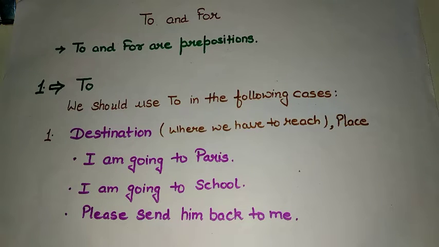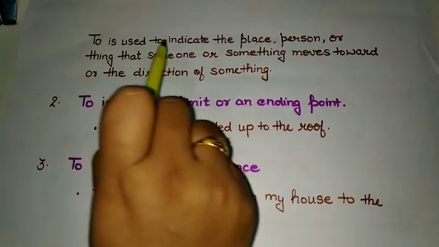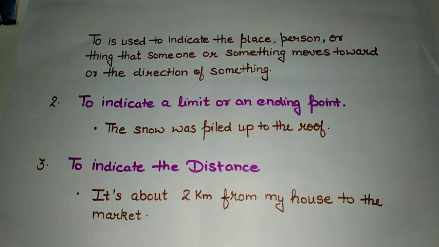So we can say that "to" is used to indicate the place, person or thing that someone or something moves towards, or the direction of something. Like as I said in the last example, please send him back to me. Here I'm talking about the direction because I am saying sending back, right? Now, moving to the next point.